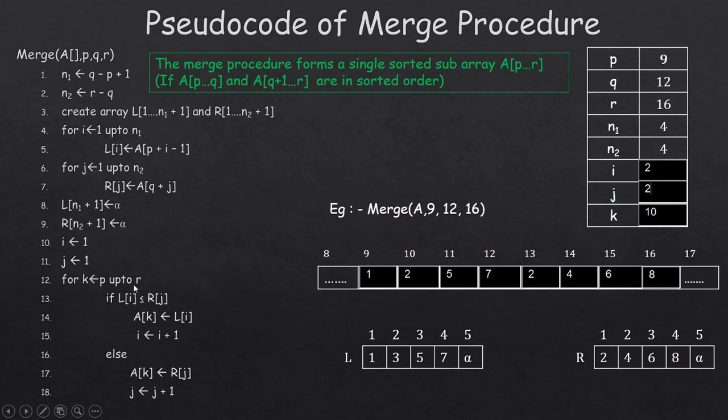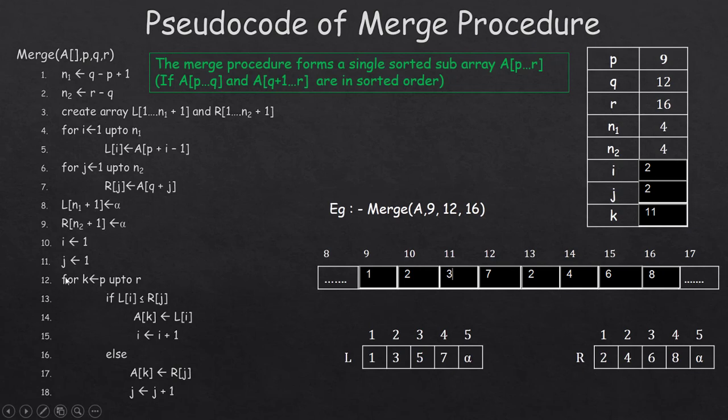Again this loop will execute for the next value of k. So k value becomes 11. So there also L of i is L of 2, and L of 2 is 3. R of 2 is 4. 3 less than 4 is true. So A of k is L of i. L of i is L of 2, that is 3. A of k is A of 11. In position A of 11 I will store 3.